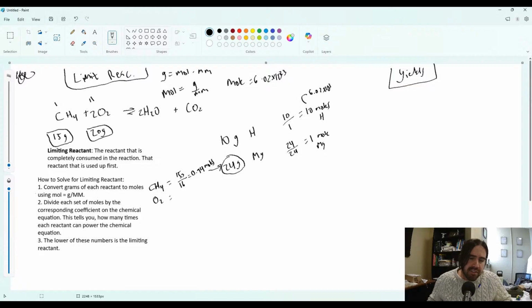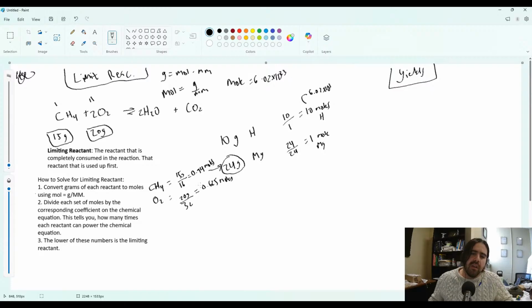Okay, oxygen, on the other hand, each one of these oxygens is 16 AMU. So that means that the molecular mass of this oxygen molecule is 32 overall. Okay, so I take a similar equation, 20 grams, because that's the amount of grams that we have, divided by 32, and that equals 0.625 moles.